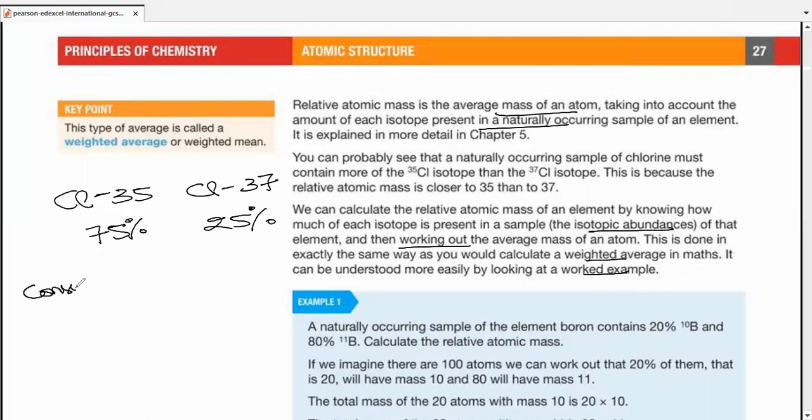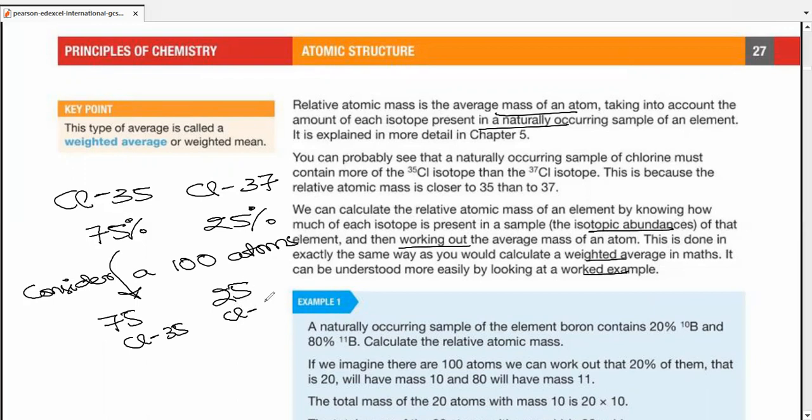Now consider 100 atoms in a natural sample. Of course, in 100 atoms, there would be 75 atoms of Cl-35, and there will be 25 atoms of Cl-37, right? Because if we go with 100%, 75% of this occurs naturally, and this one is 25%. So we have a formula. In order to find Ar, we take the mass number and multiply it by the relative abundance, which is 75. We do this with the first isotope. We add it to the second isotope that has the mass number of 37 and the relative abundance of 25. And we keep on doing that with different isotopes.